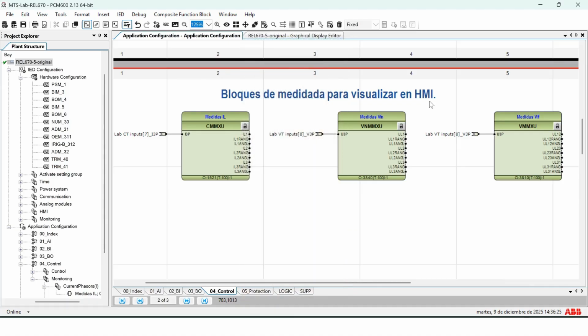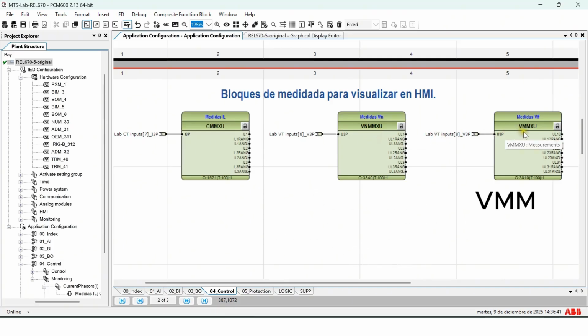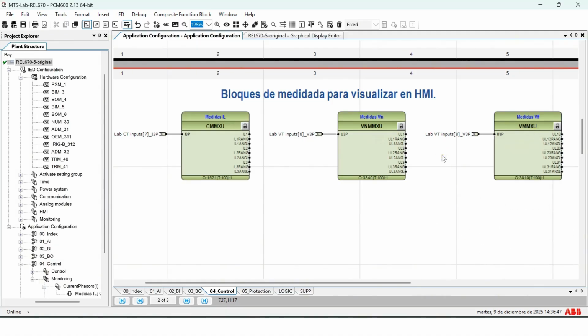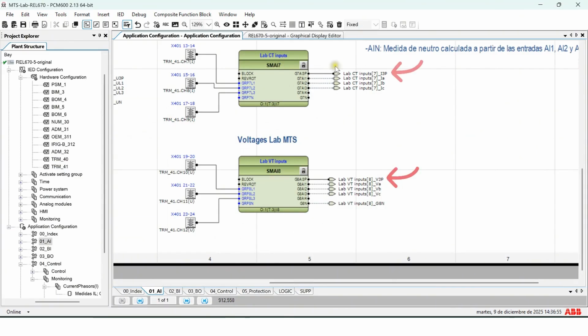In the REL670, there are three main types of measurement blocks. CMMXU delivers primary current values. VNMMXU delivers primary phase to neutral voltage values. VMMXU delivers primary phase to phase voltage values. All these blocks receive as input the three-phase signal coming from the SMAI block, signal matrix analog inputs, which provides the AI 3P grouping containing fundamental components, RMS magnitudes, angles, and sequence calculations.